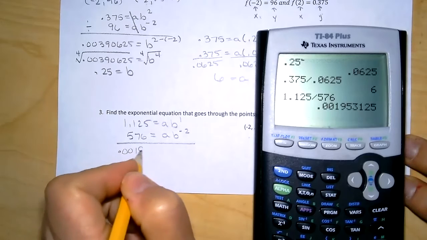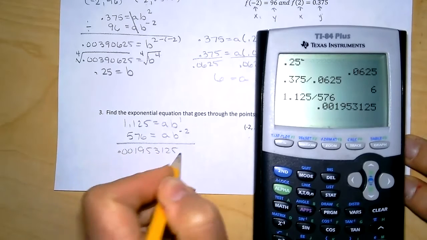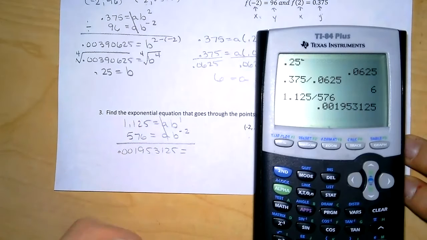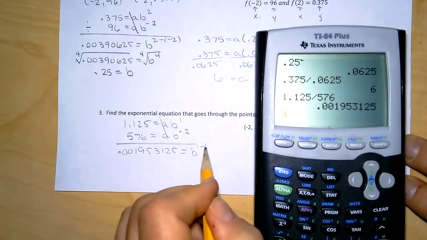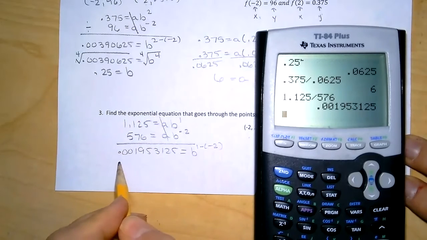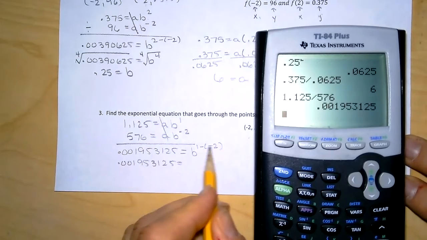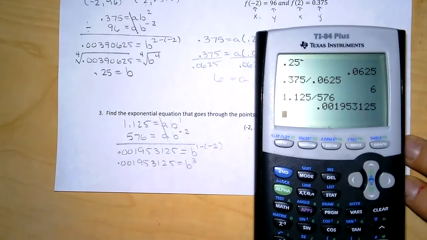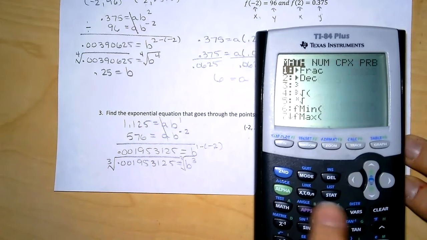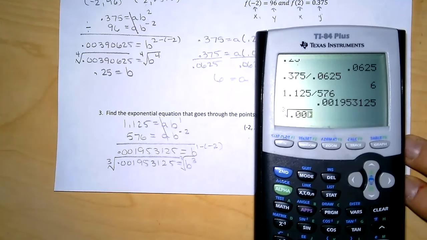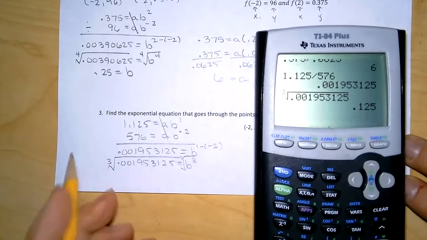Same thing, I want to keep all those decimals: 0.001953125. a divided by a is gone, and b to the 1 minus negative 2. One minus negative 2 becomes b to the third. So now I'm going to do the cube root. So number 3, math, down to number 5 again. 0.001953125. And I get 0.125.